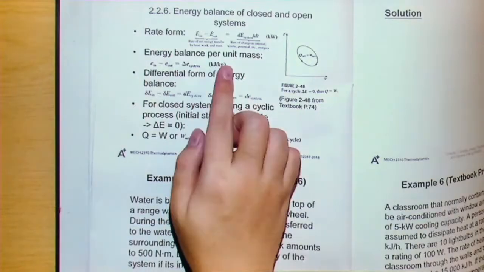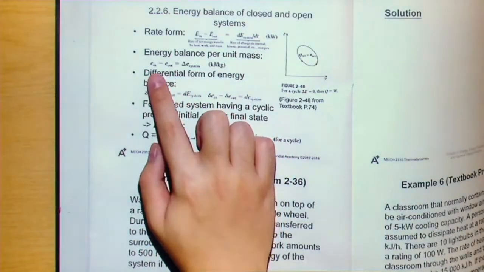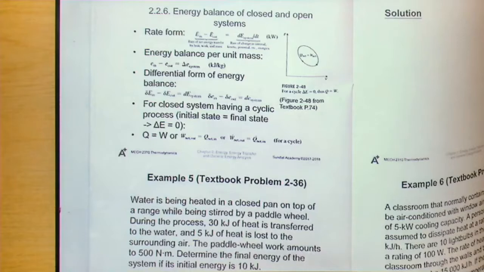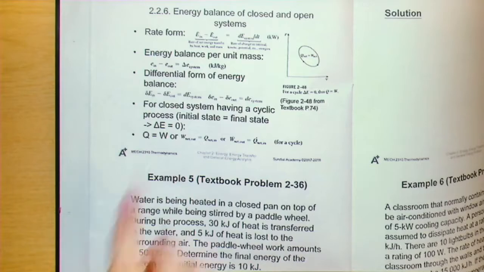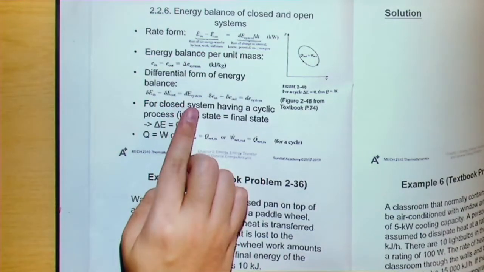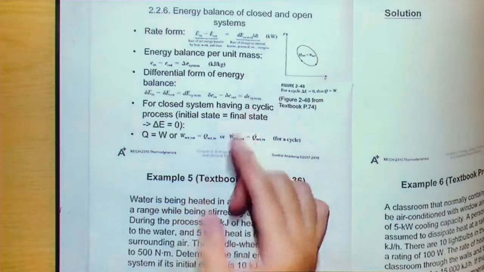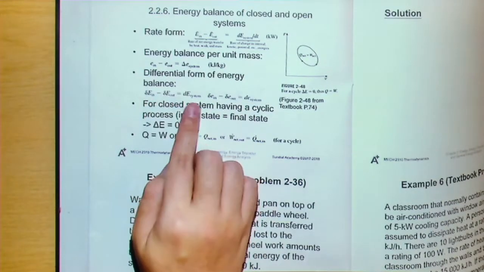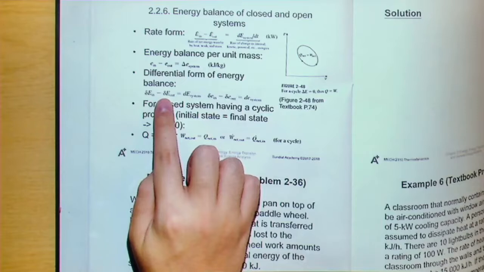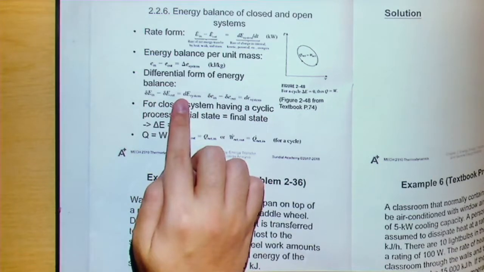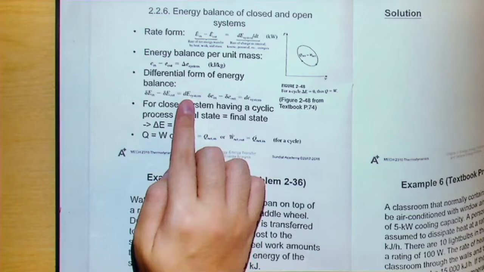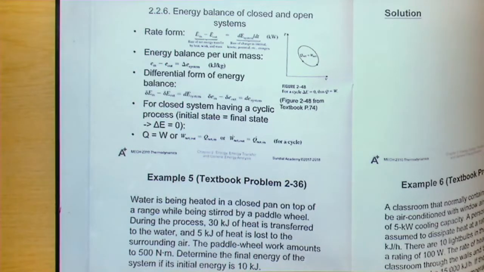We also have the energy balance per unit mass, that would be e in minus e out equal to delta e of system. We also have a differential form of the energy balance equation, that would be delta E in minus delta E out equal to dE of system, or on a per unit mass basis. Note that this delta and this d are different, because with delta we are talking about path functions, that is the energy transfer terms. But with d, we are talking about point functions, because E of system is a property possessed by a system. So you need to be aware of that.